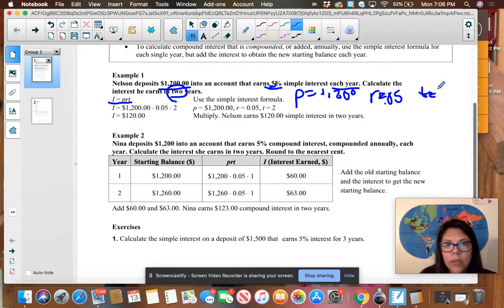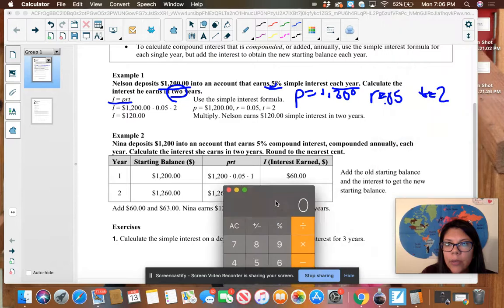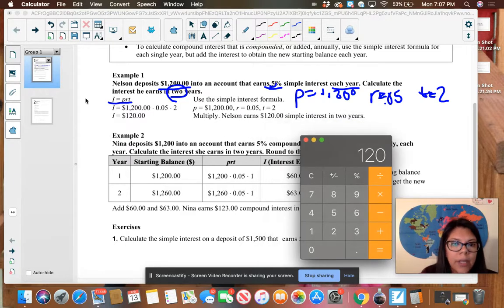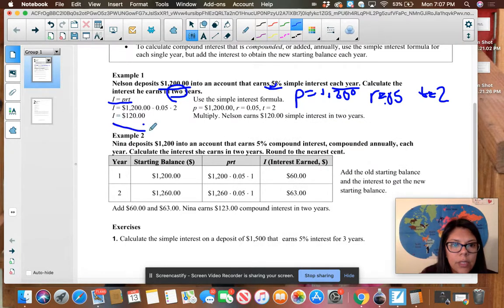Time is 2. So we're going to go to our calculator and multiply all of that. 1,200 times 0.05 times 2. And that's 120, and that's exactly what you see here. Interest is 120.